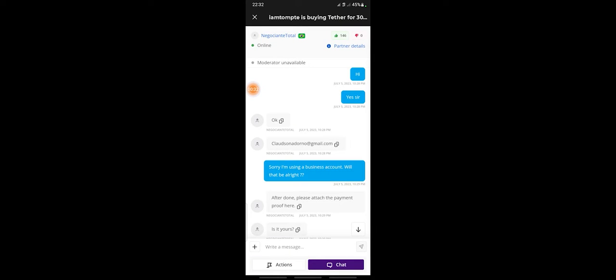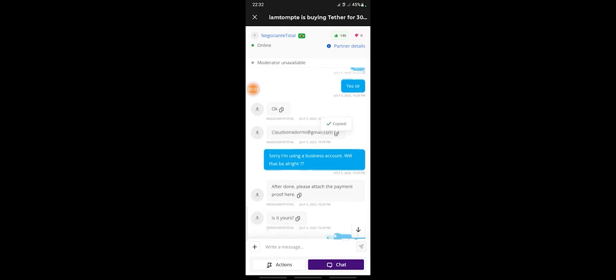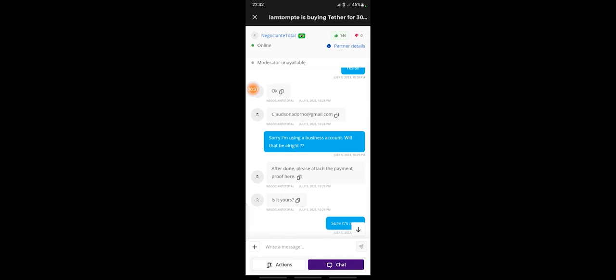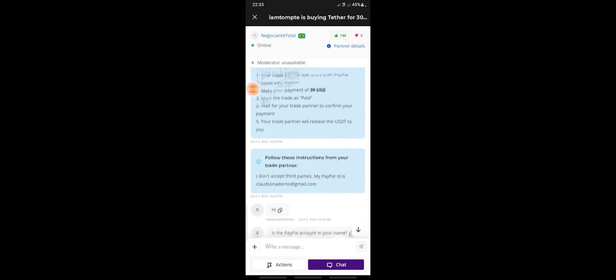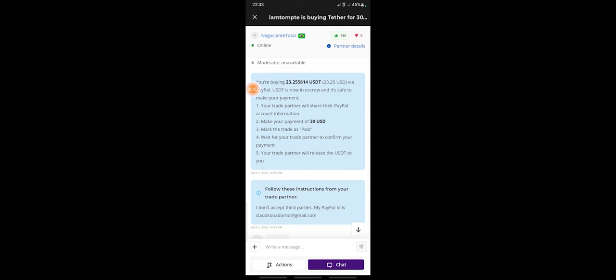So it said this is his name. After done, please attach the payment proof here. Alright, so I'm going to pay him, but before, let's read the terms and conditions. So it said you are buying 23 PayPal USDT, which is now in escrow.